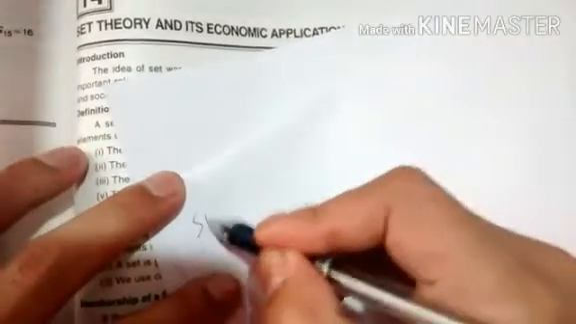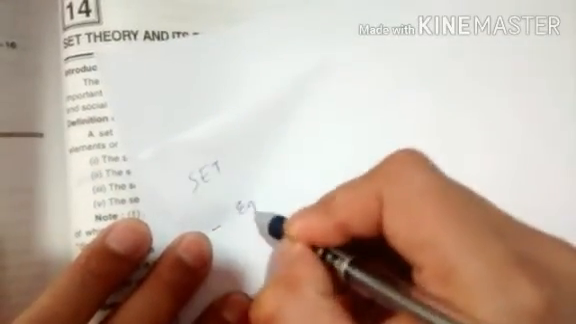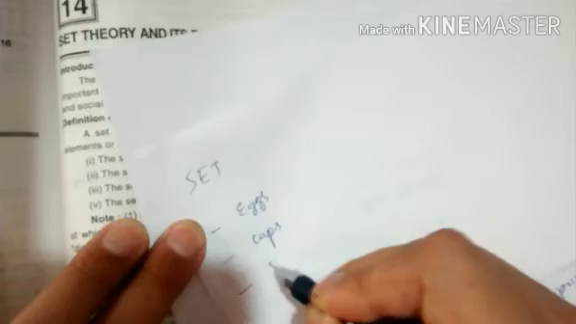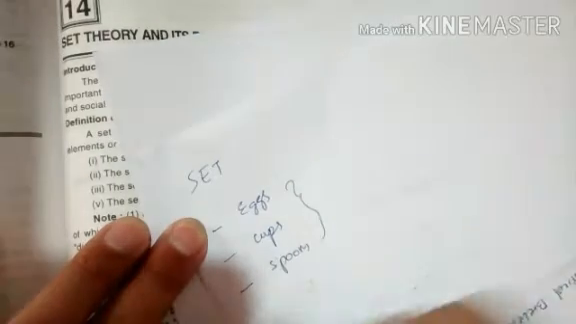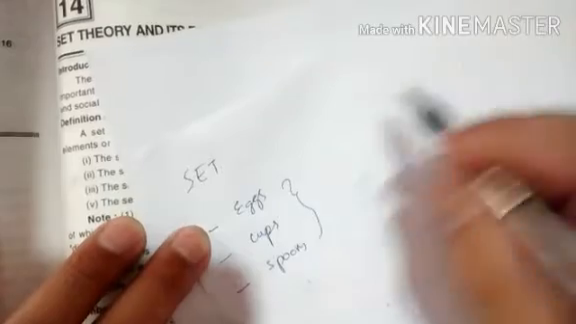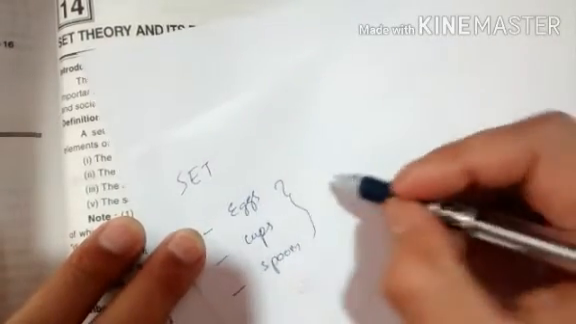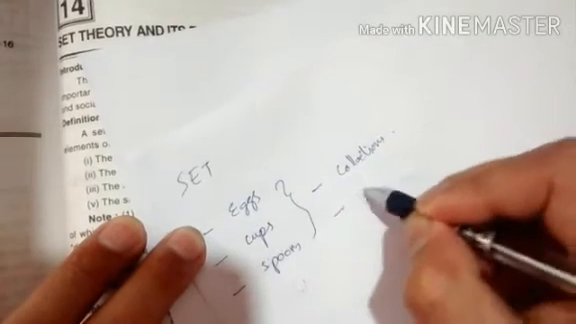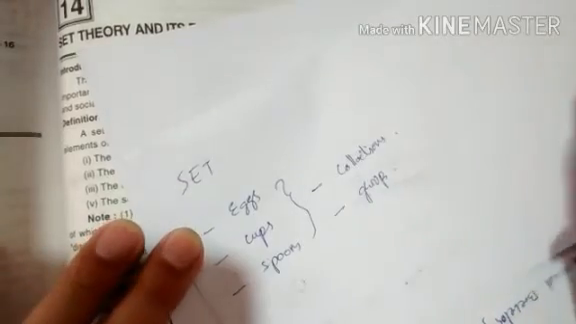We've all heard the word set in our day-to-day life. We have set of so many things. For example, a set of eggs, a set of cups, a set of spoons. One similarity about these examples is that it is a collection of things, a grouping or group. So set basically means collection of things.